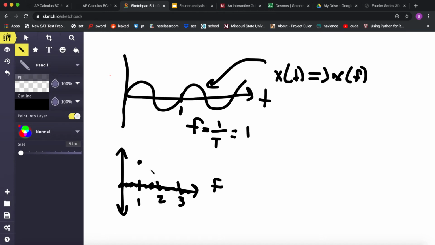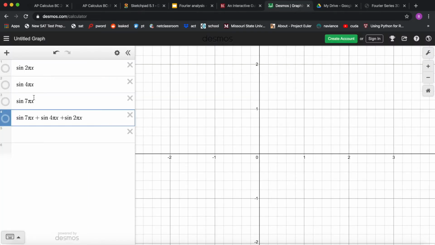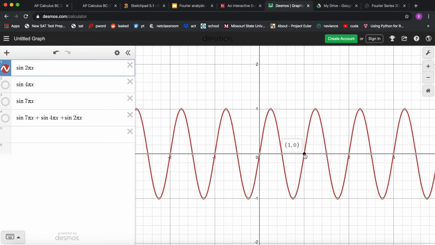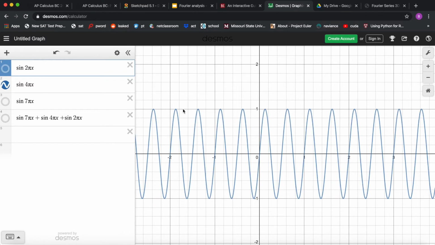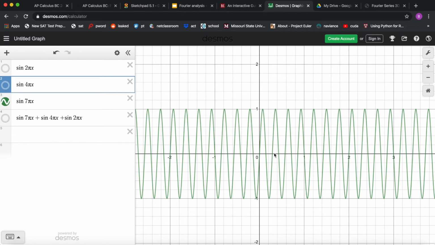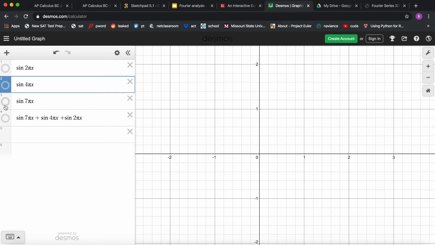This may seem really easy, but it gets much more complicated with more complicated waves. Let's look at this example. Sine of 2 pi x is very simple. You can find its frequency, you can find its period, and you can likely map that in its frequencies. Sine 4 pi x is the same exact thing. We know that the period is 0.5, we can find its frequency, and we can do the exact same thing. 7 pi x, yes, we can find its frequency, and essentially we have just performed Fourier analysis.